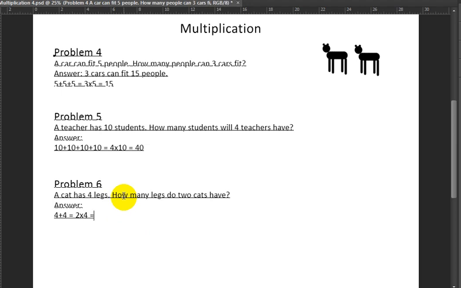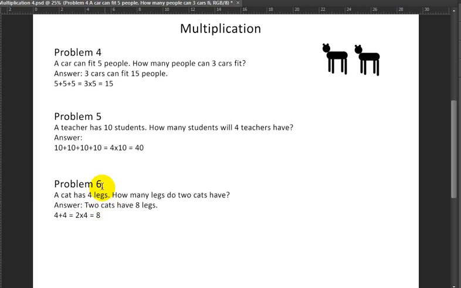And we can see immediately that we know how much 4 plus 4 is. We know that 4 plus 4 is 8. So the double of 4. Since we're multiplying 2 with 4, our result is the double of 4, 8. And our answer should be that 2 cats have 8 legs.